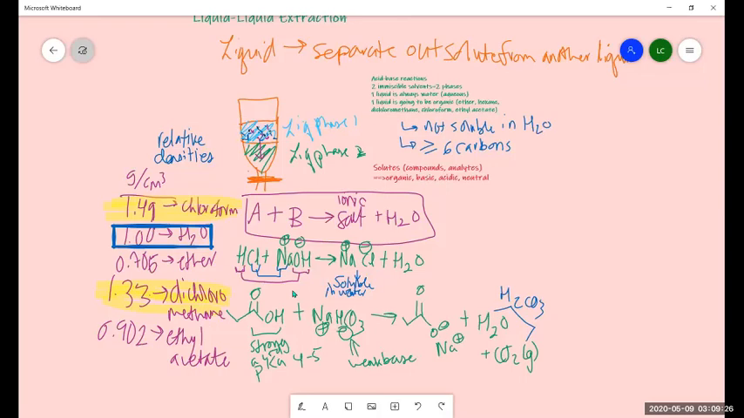So that's the gist, and how we separate it is also important. The main idea of experiment 3, another main idea, is that you are doing an acid-base reaction. We all know everyone likes acid-base reactions.